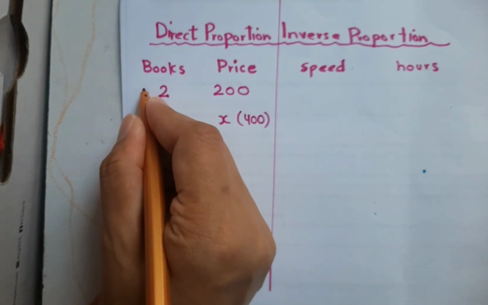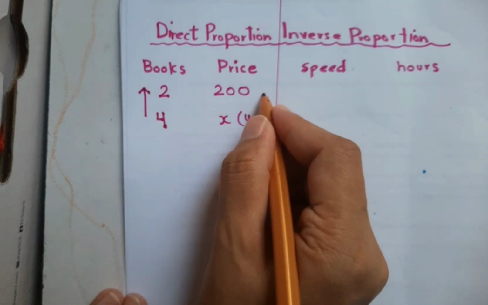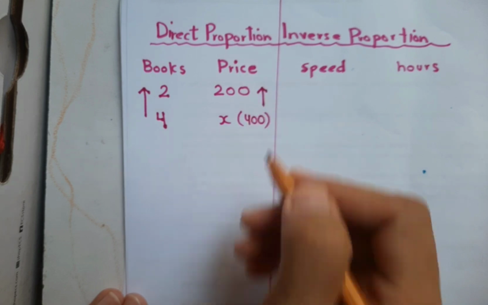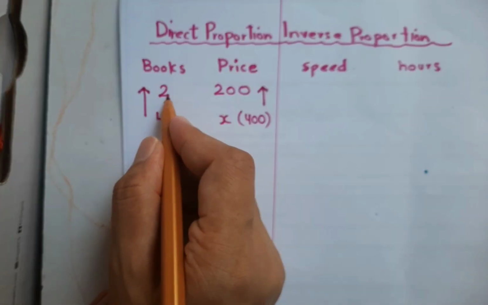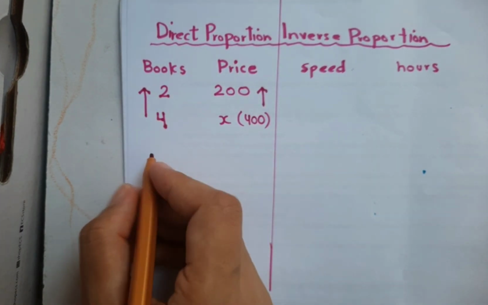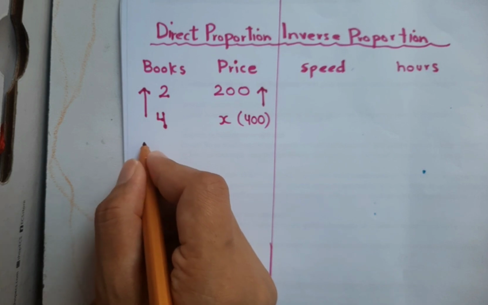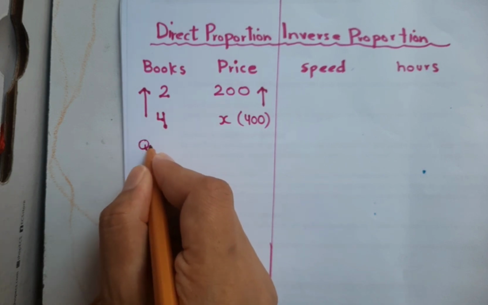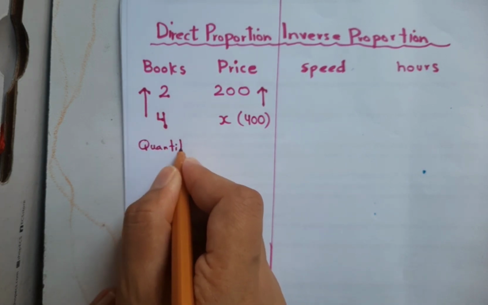So how did you say it? Because you know that when you increase the number of books, the price of the books also increases. So if you show it through arrows, both arrows should be upwards, because when you are increasing one quantity, the other is also increasing.